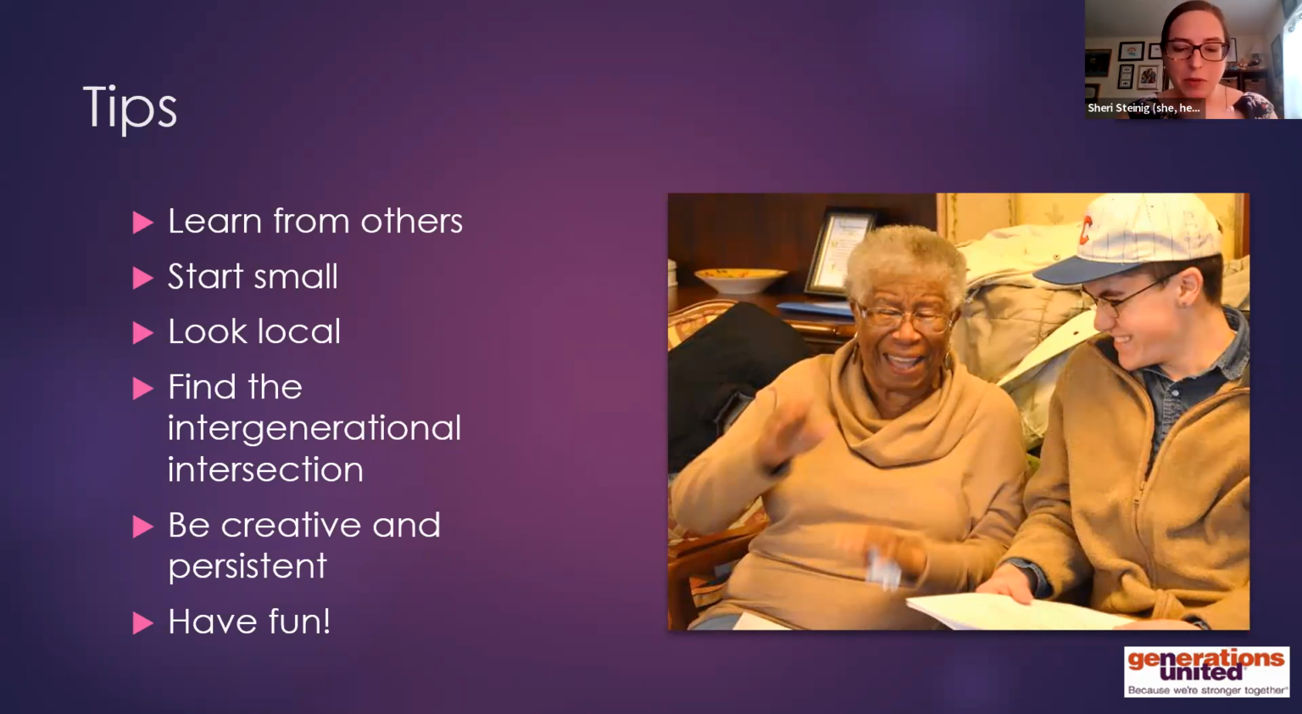Once you find some possible partners, look for the intergenerational intersection of your work. What are the overlapping goals and objectives? Are you both looking to increase physical activity or expand the use of technology? And one constant that I have seen is that intergenerational practitioners are some of the most creative and persistent people that I know. Don't hesitate to try something out, change it if it's not working, and then finally, make sure that what you're doing is fun, that the generations are coming together, and that there are opportunities to laugh and celebrate together.